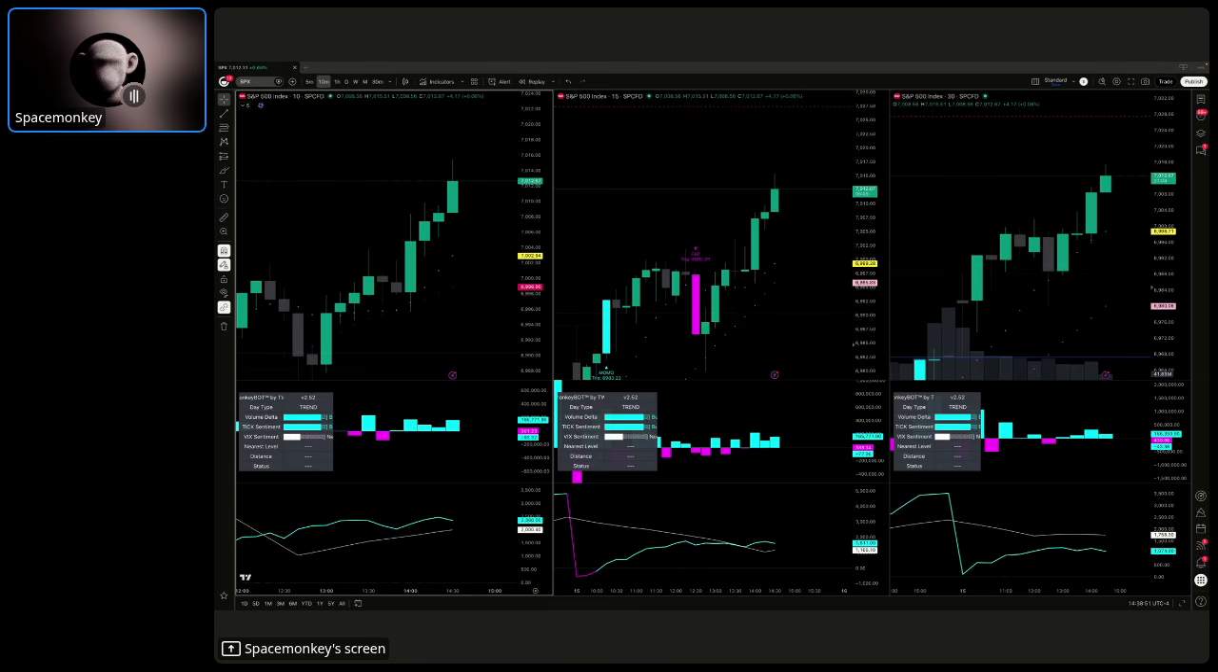The cumulative tick is basically taking the tick throughout the day and adding it up cumulatively throughout the day into a line that plots out with time. So that's what you're seeing here.